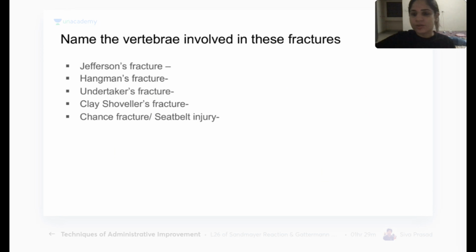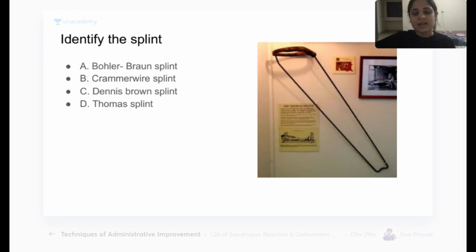Okay, so all of you know the vertebrae that are involved in these fractures. I did it in the last class.